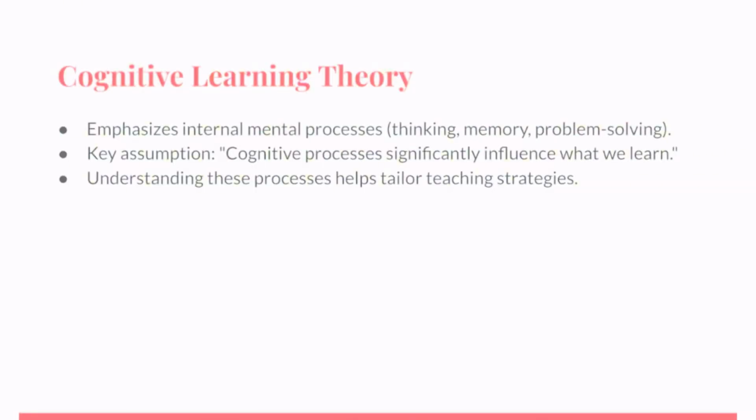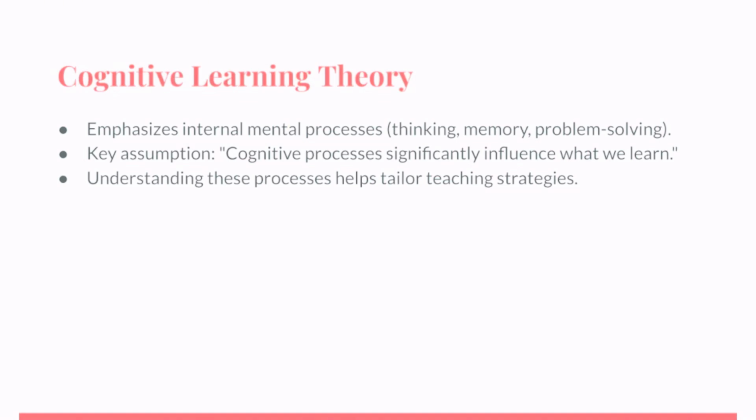Okay, so now we have cognitive learning theory. This theory emphasizes the internal mental processes involved in learning, such as thinking, memory, and problem solving. A crucial assumption is that cognitive processes significantly influence what we learn. As our book states in Chapter 7, understanding these processes allows educators to tailor their teaching strategies to enhance student comprehension. Additionally, our book mentions behaviors can sometimes be inferred from their cognitive processes.